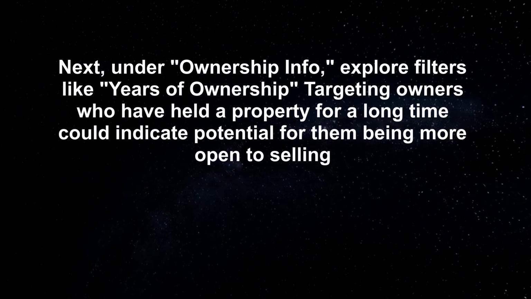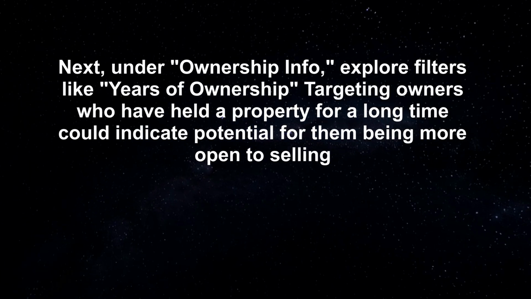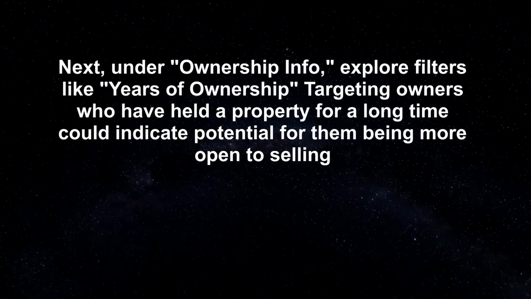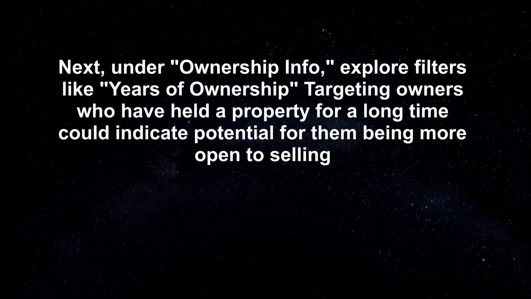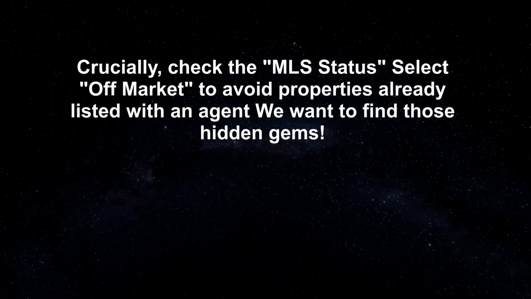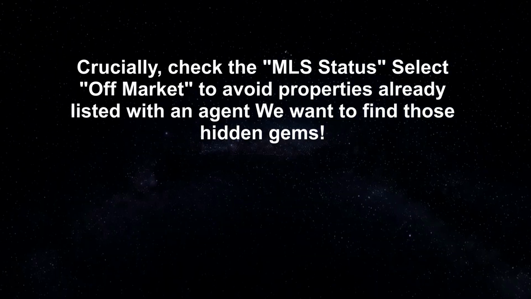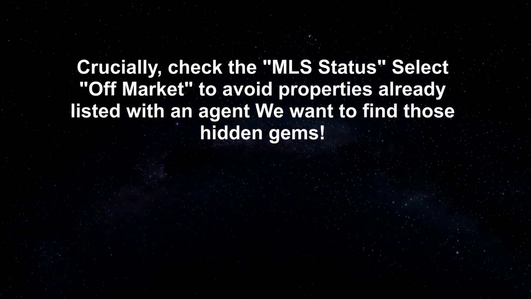Next, under Ownership Info, explore filters like Years of Ownership. Targeting owners who have held a property for a long time could indicate potential for them being more open to selling. Crucially, check the MLS status. Select Off Market to avoid properties already listed with an agent. We want to find those hidden gems.